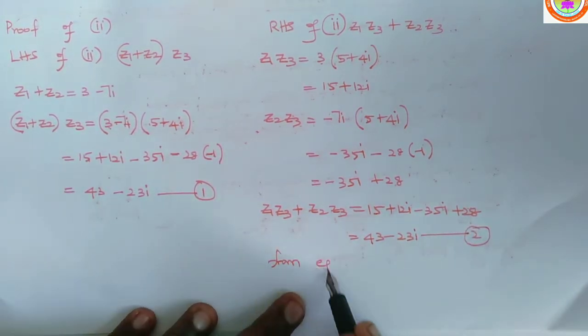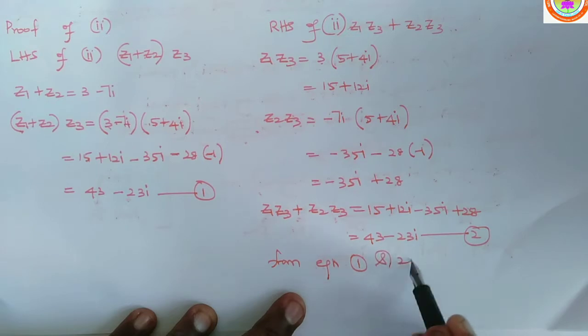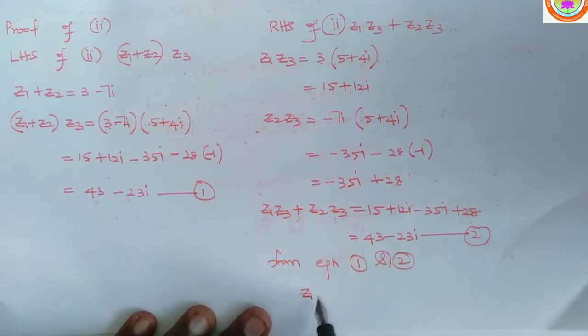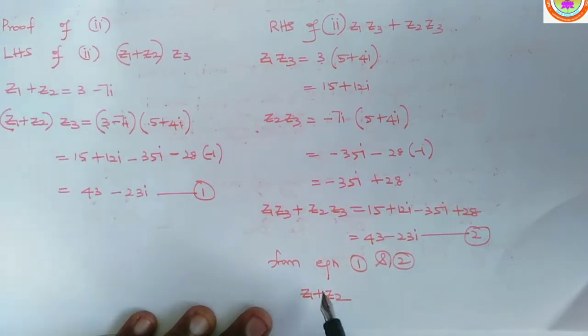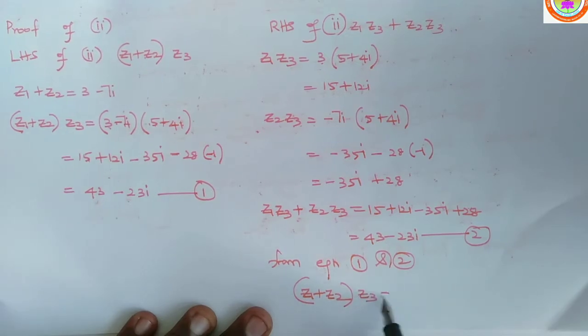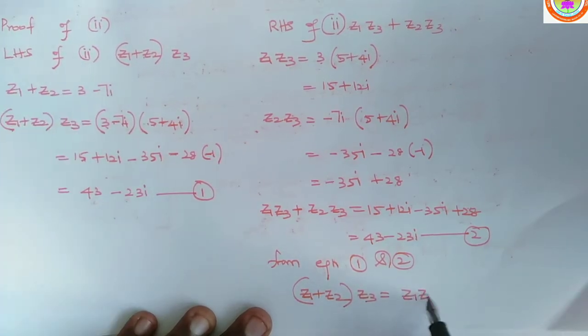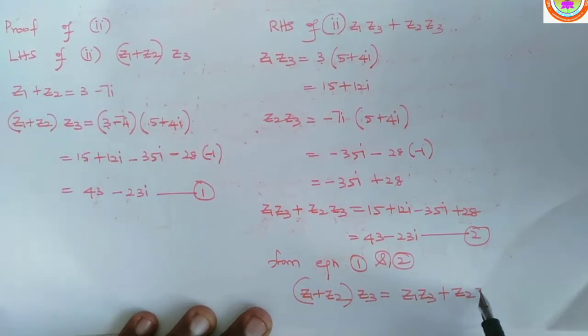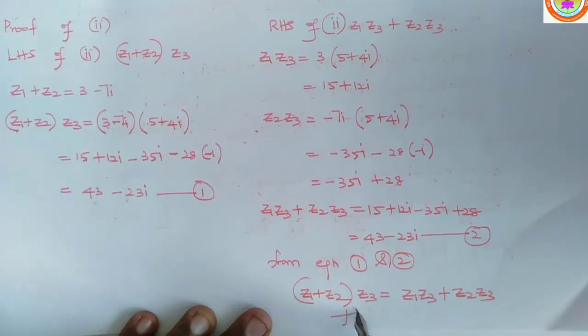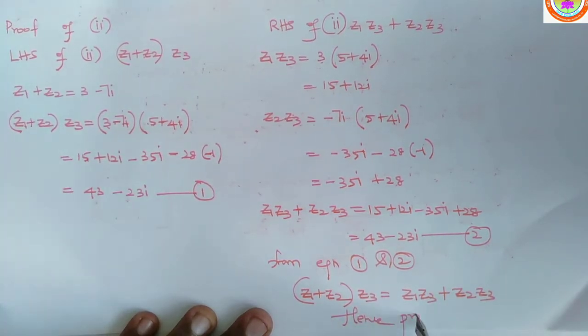From equation 1 and 2, (z1 plus z2) into z3 is equal to z1 into z3 plus z2 into z3. Hence proved.